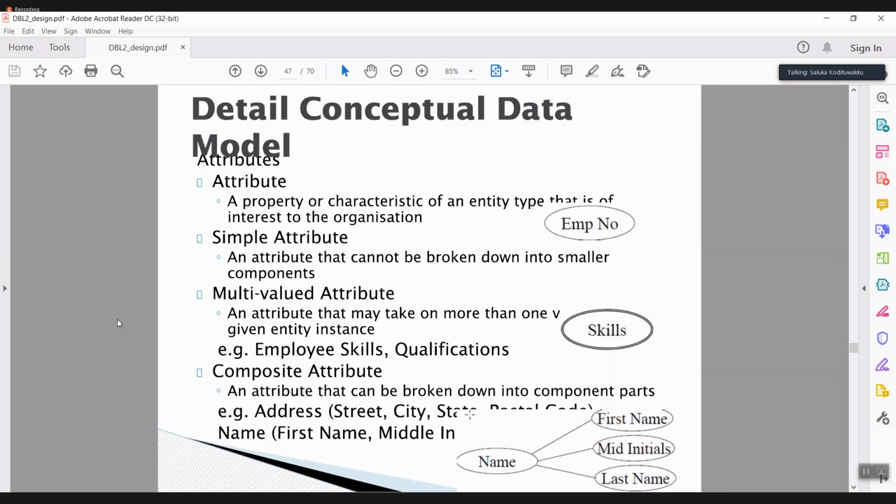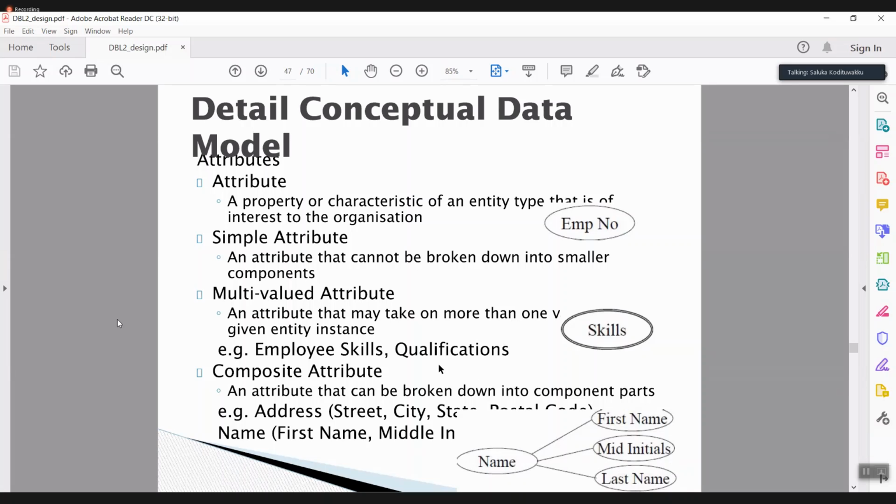Even though the address and name can be broken into parts, if the system does not have a requirement to access addresses by the country, by the state, by the city, by the street, and so on, then there is no need to model it as a composite. We can model it as a simple attribute and put all parts together. Name is also the same. If the system says that we want to access the employees by their last name, then we have to model it as a composite attribute because then we are going to access the database by this last name.